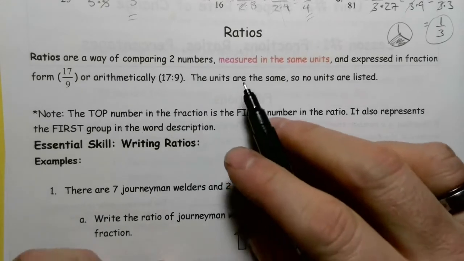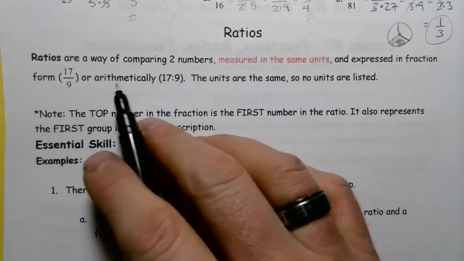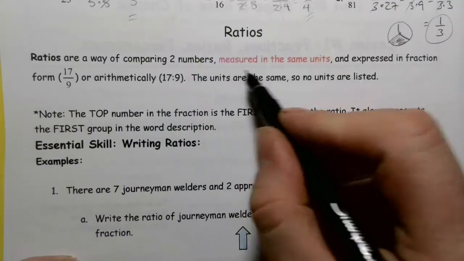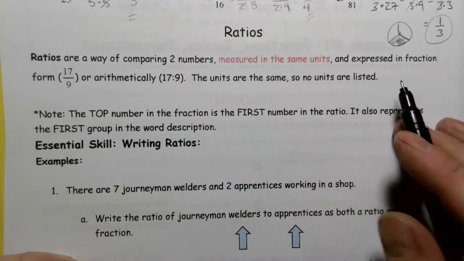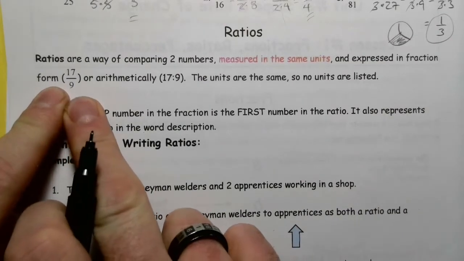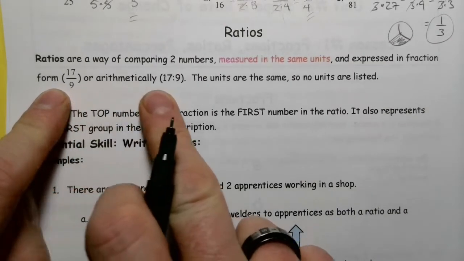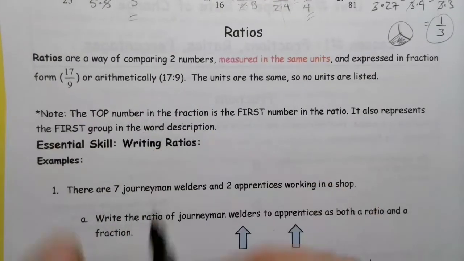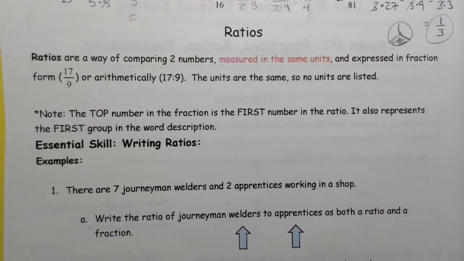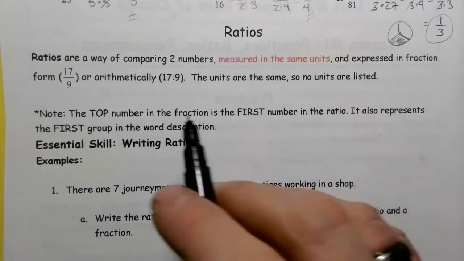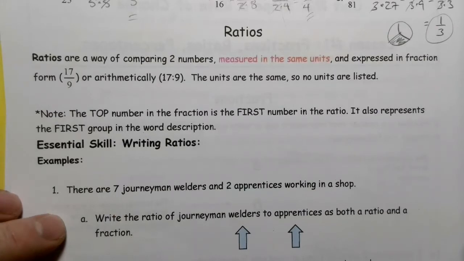Okay, now we want to take a look at ratios. Ratios are a way of comparing two numbers measured in the same units. That's an important point. Expressed in fraction form, it would look something like this: 17 over 9, or 17 to 9, where for the colon we usually use the word "to." Again, the units are the same, so we don't typically put units down.